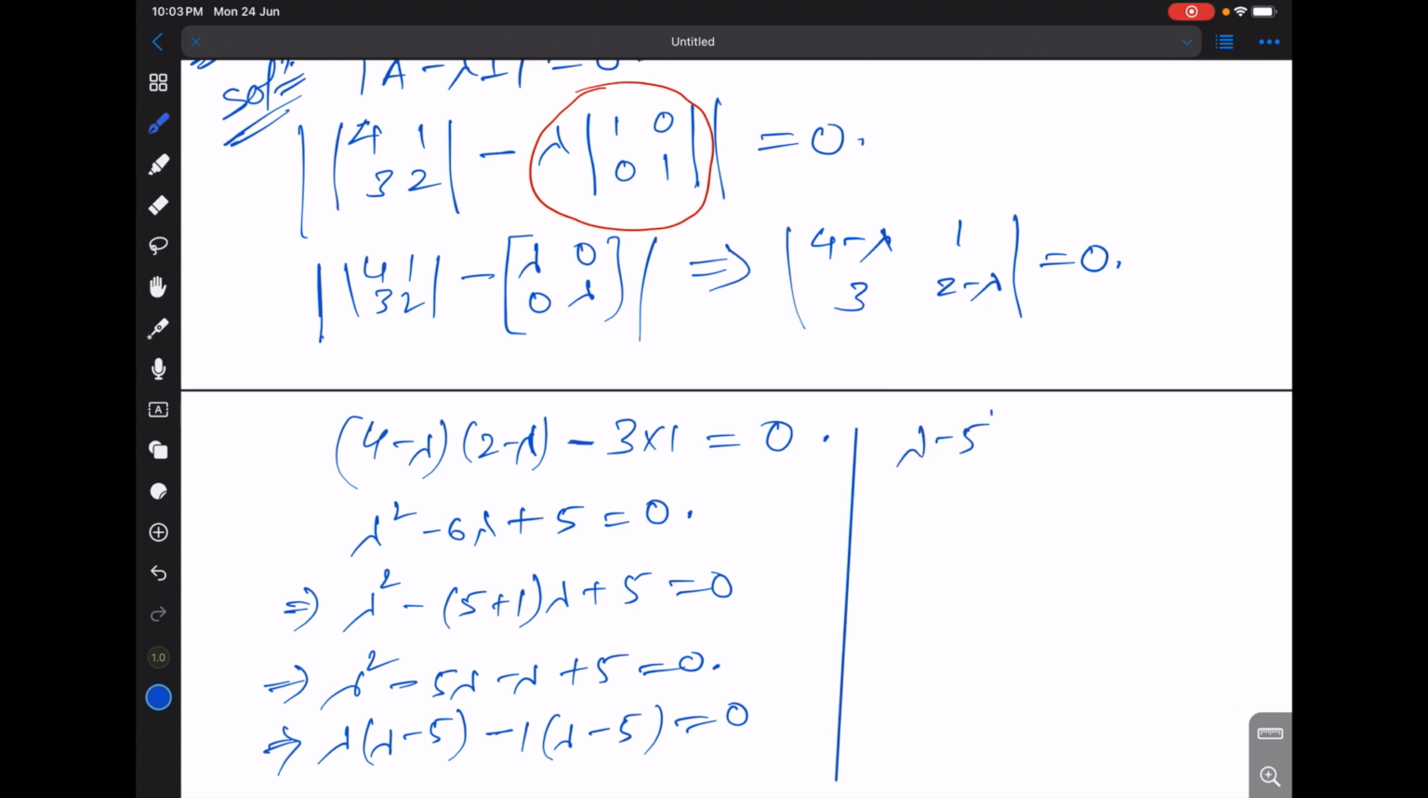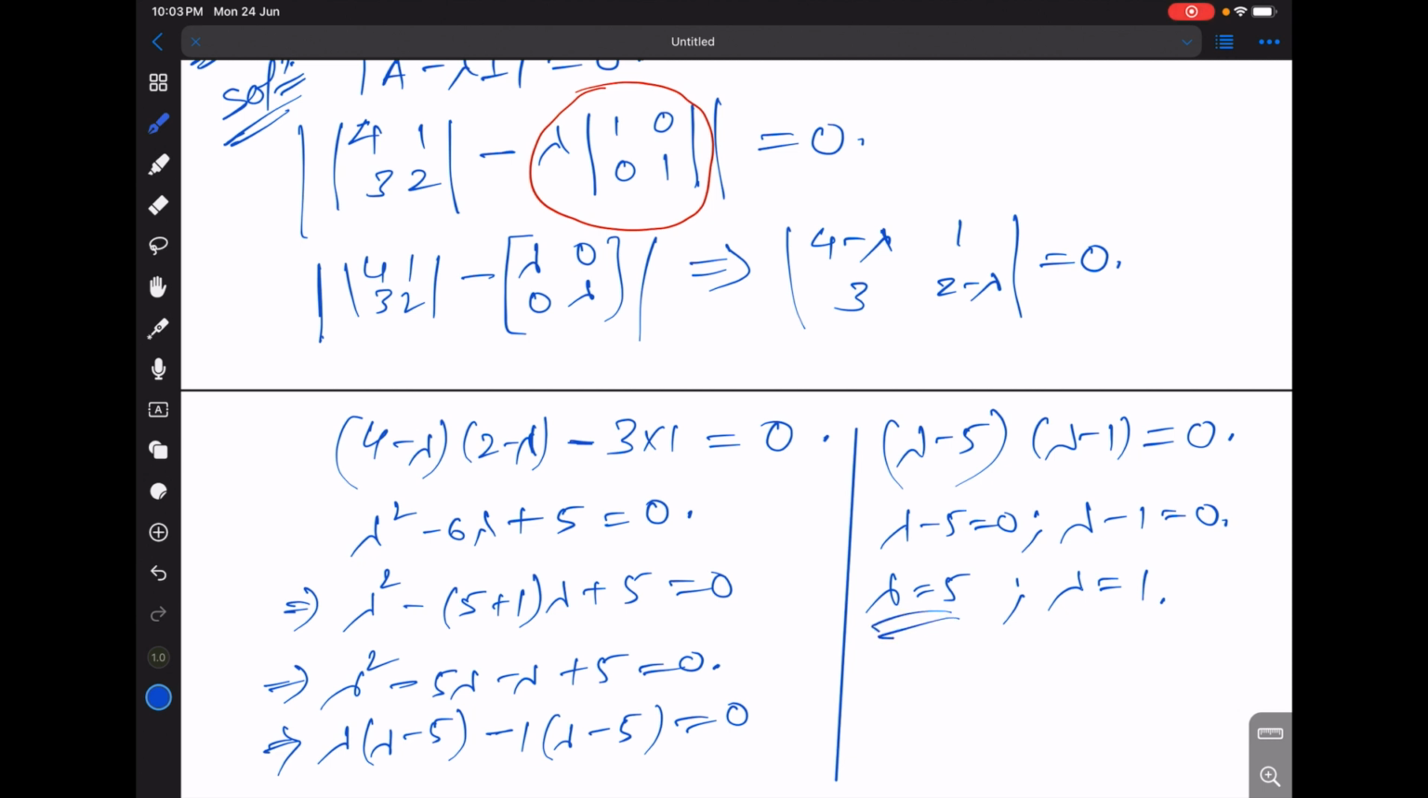Lambda minus 5 is one term and lambda minus 1 is another term. If we equate lambda minus 5 equals 0 and the other, we get lambda minus 1 equals 0. So from here we get 5 and from here we get 1. So for the lambda value we get 1 and 5, and these are known as the eigenvalues.